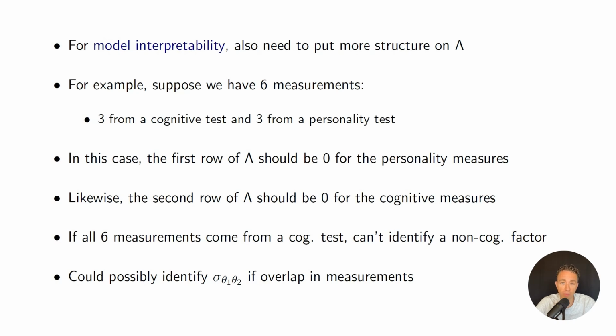So the idea there would be, maybe my GPA is a function of both my motivation as a student and my ability as a student. And so I could use the GPA as being a measure of both of those factors, and that could pin down the covariance between them. But I would need a lot of other measurements like GPA that would have that overlapping to really be able to pin down that covariance.